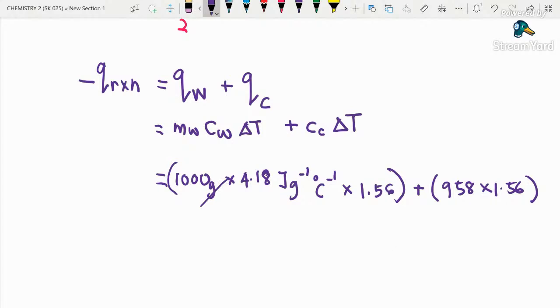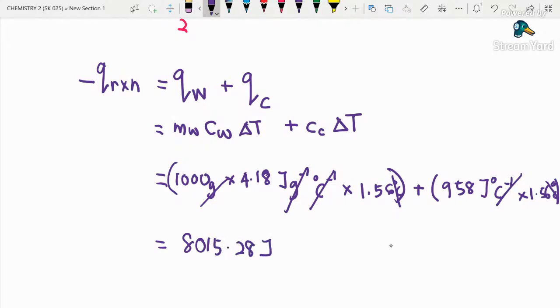The unit, oh, I forgot to put the unit here, joule per degree Celsius times 1.56. What do you get? I got 8015.28 joule. So I convert it to 8.015 kilojoule.